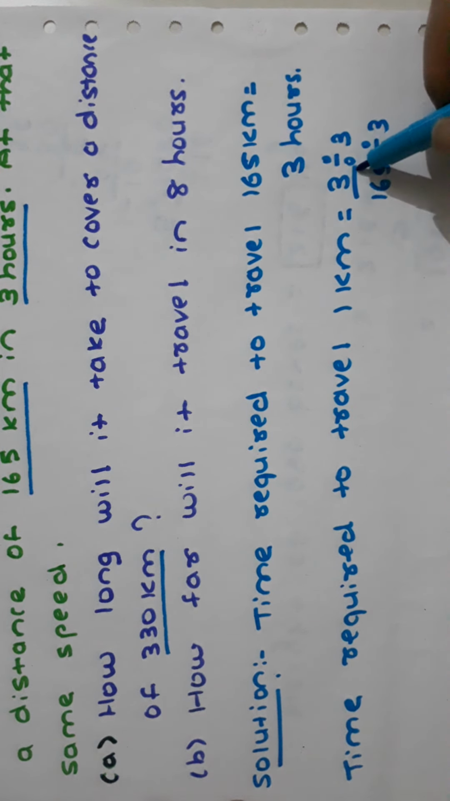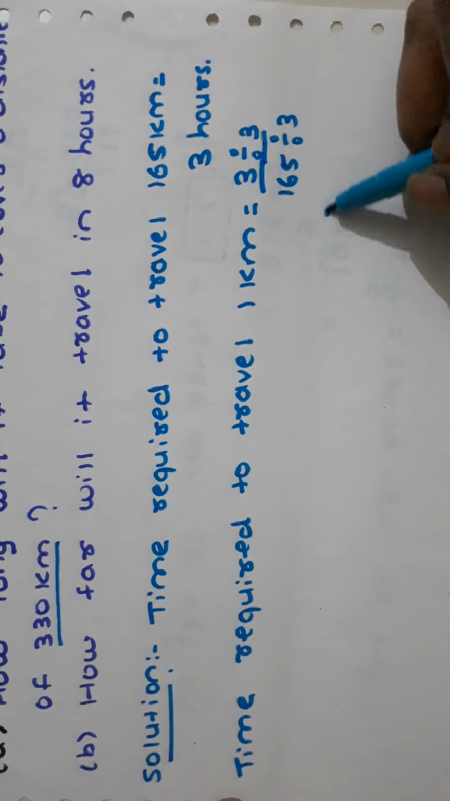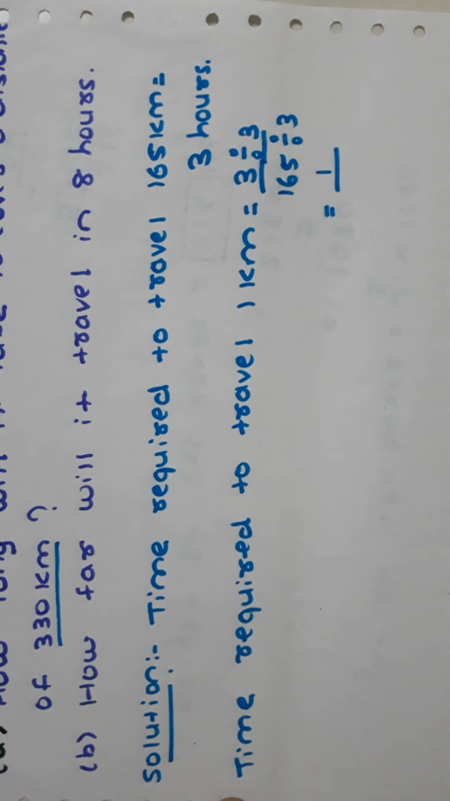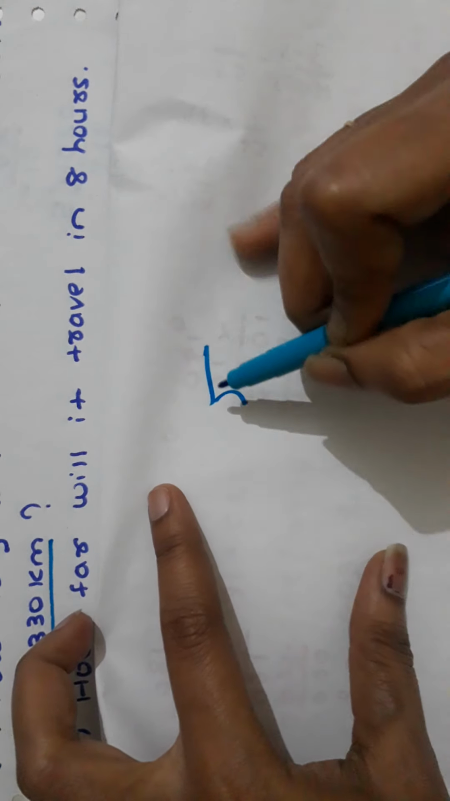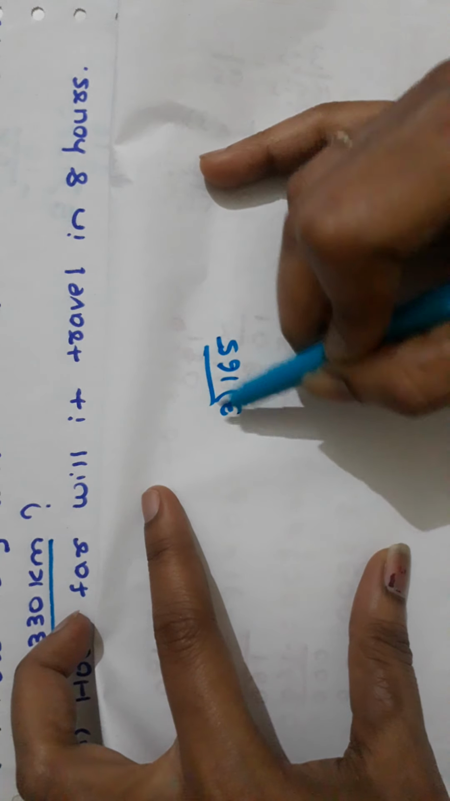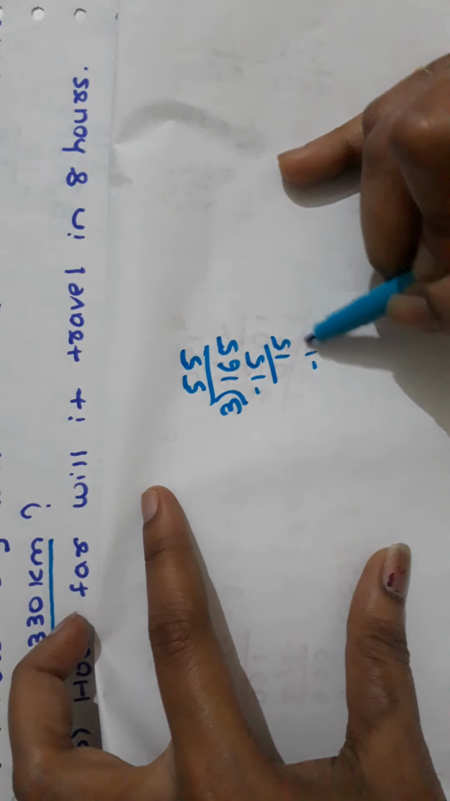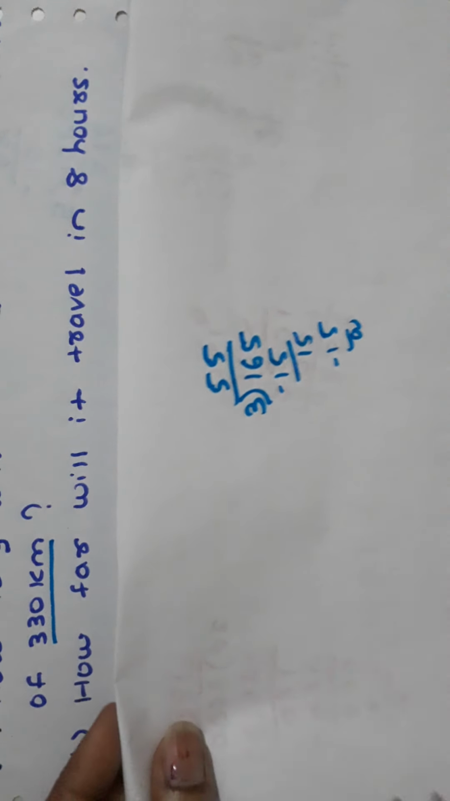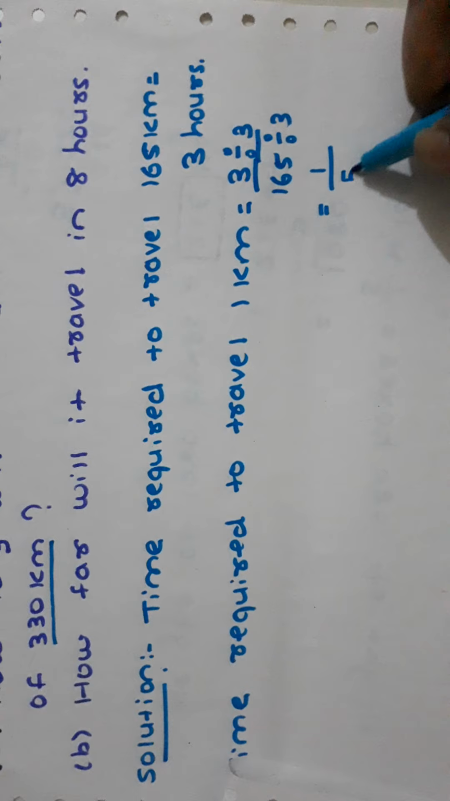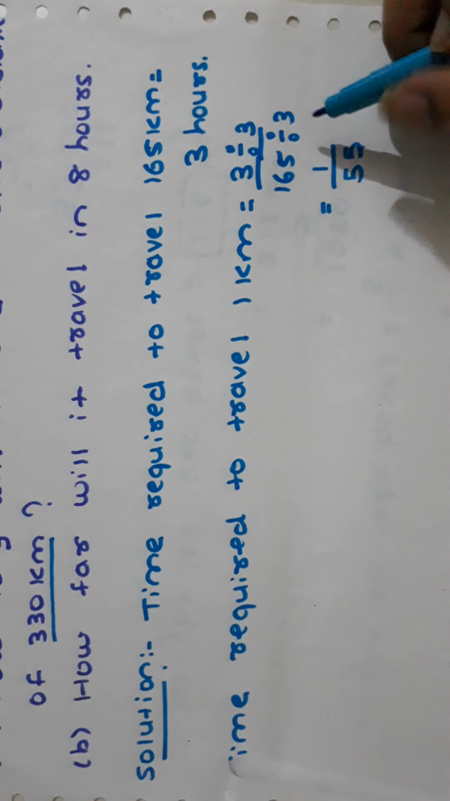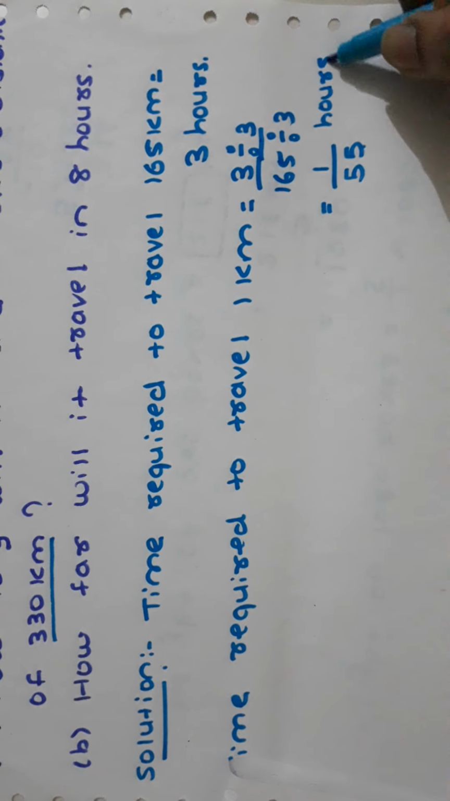Because we know the divisibility test for 3. 3 divided by 3 is 1. 165 divided by 3. 3 5s are 15. 1, 5. 3 5s are 15. So 165 divided by 3 is 55. So time required to travel 1 kilometer is 1 upon 55 hours.